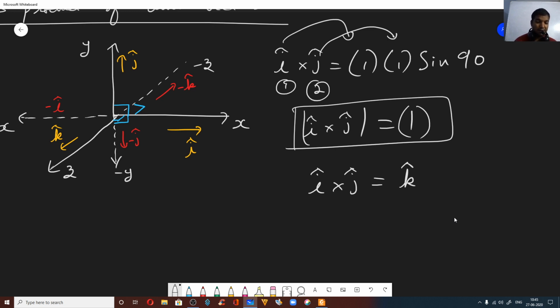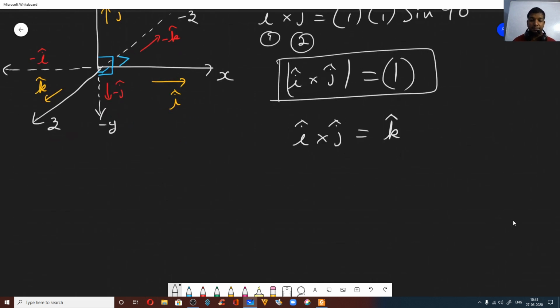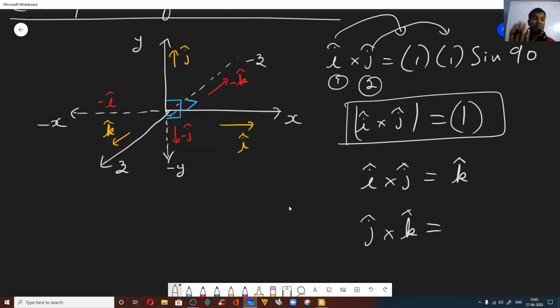Now on the same grounds, i cross j is done. When you perform j cross k, what do you get? You can see here, when you do j cross k, you are getting i cap. So just try to look at the corner of your room. Imagine the x, y, and z axes and use your right hand. You will get it.